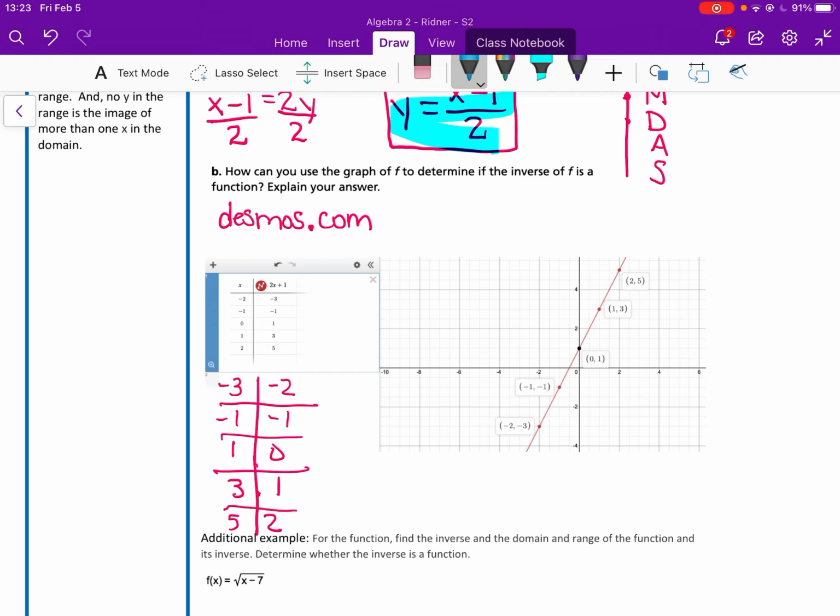All right, so -3, -2, -1, -1, 1, 0, 3, 1, and 5, 2. So my inverse, when graphed, looks like this.